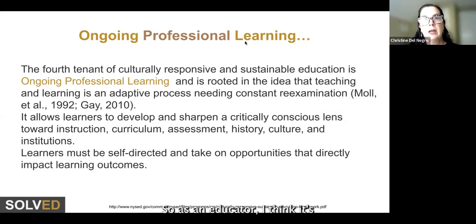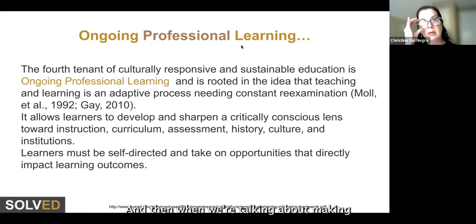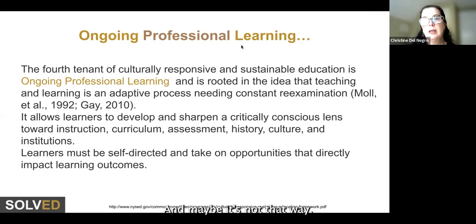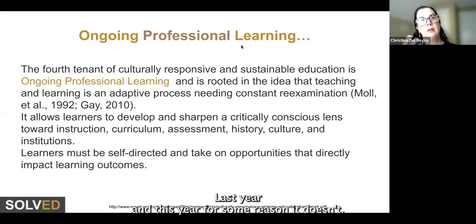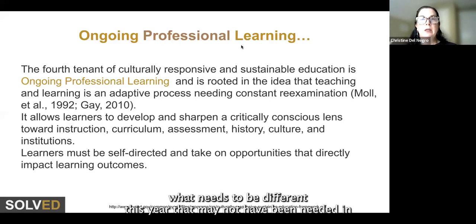So as an educator, I think we are constantly being asked to reevaluate what we're doing, to question, is what we're doing as successful as we want it to be? And if it's not, what changes do we need to make? And then when we're talking about making sure that we have an environment that is welcoming and accepting of everyone, is that happening? And if not, what changes need to be made? And maybe it felt that way last year, and this year for some reason it doesn't, even though you may have all of the same structures in place. What needs to be different this year that may not have been needed last year?